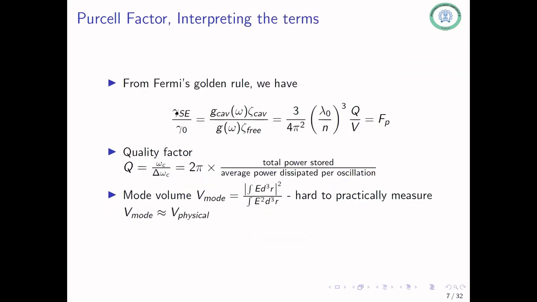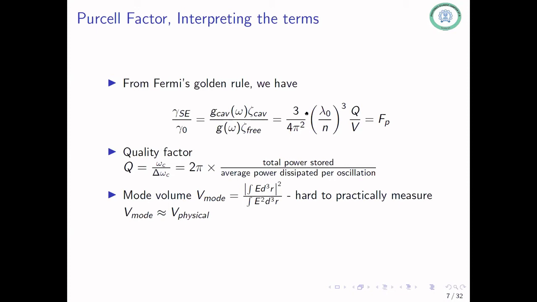Based on that, your ratio, the Purcell factor, is simply given by this ratio, which you can calculate to be equal to this thing, which is your Purcell factor. Now, what's really important to note is that the Purcell factor is proportional to Q over V. I mean, this is a prefactor. It's most important for you to take away that your Purcell factor is proportional to Q over V.